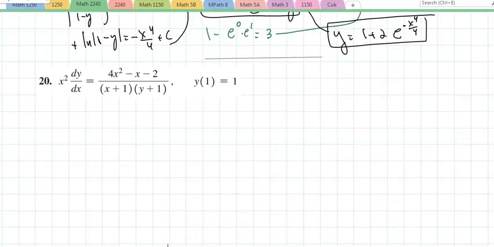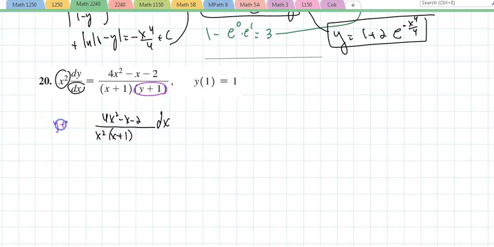Okay, the next problem up is number 20. I'm glancing at this problem, trying to figure out how to do this. Well, it is separable. If I cross multiply by x squared, by dx, I'm looking at 4x squared minus x minus 2, and an x plus 1. If I divide by this x squared, that will be right there. And if I multiply by y plus 1, there it is. Now if I integrate, the left side is simply y squared over 2 plus y.